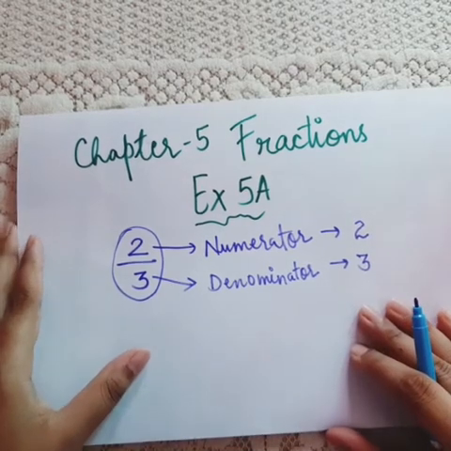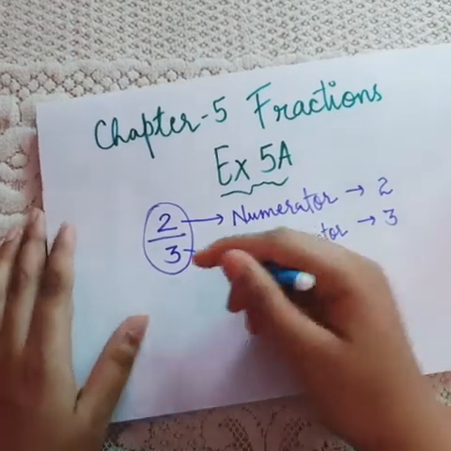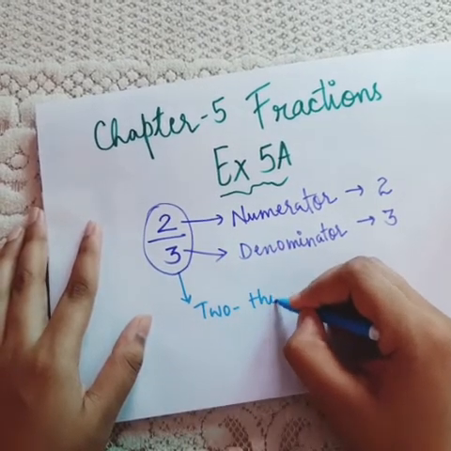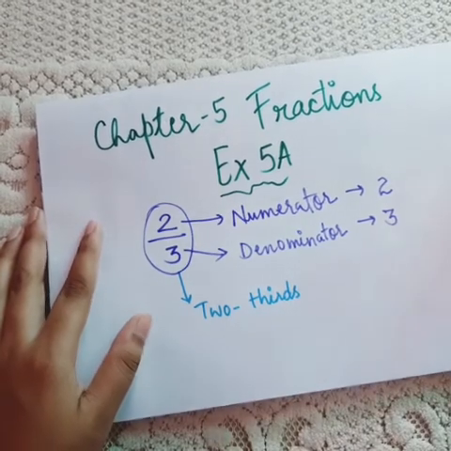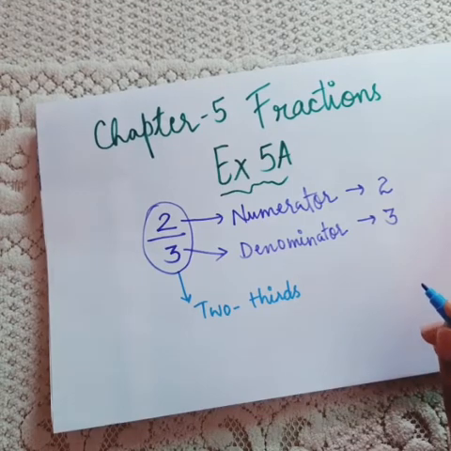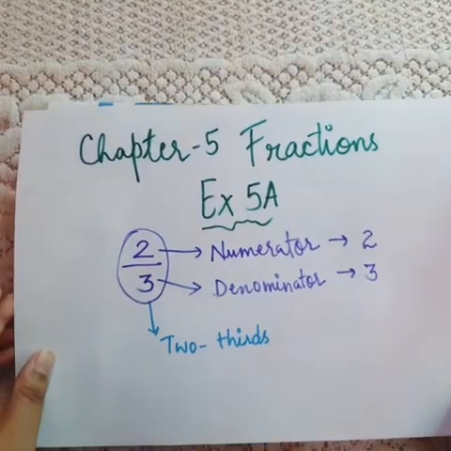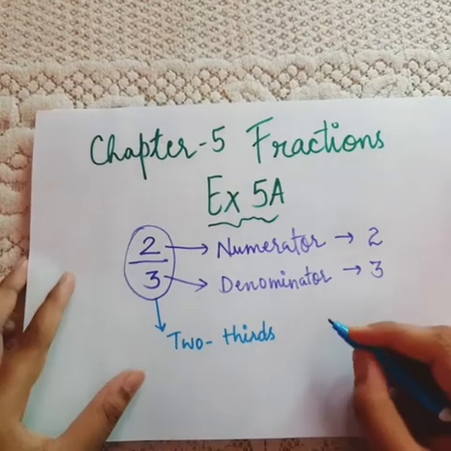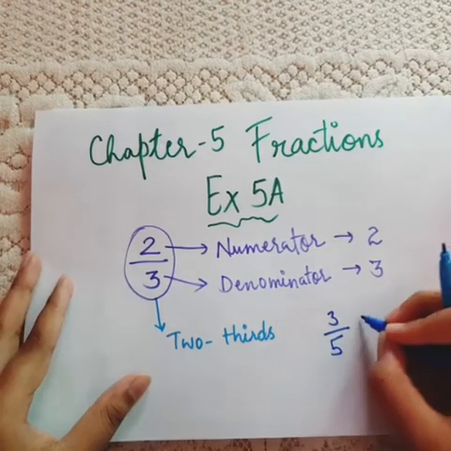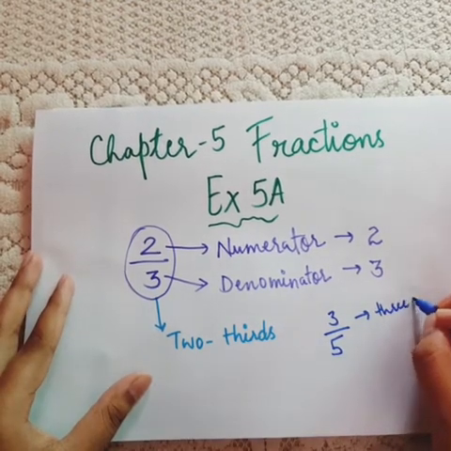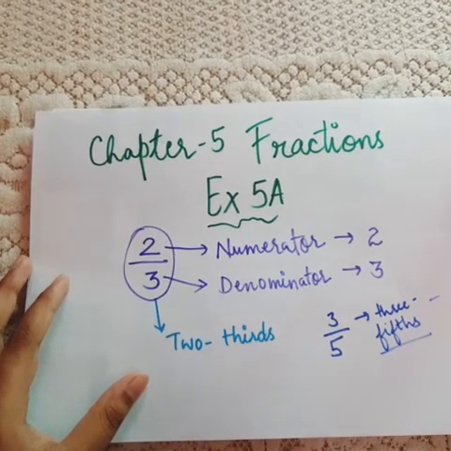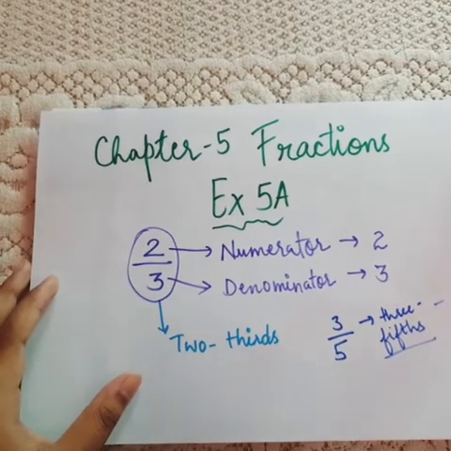So if we want to write 2 by 3 in words, how we will write it? We write it as 2/3. Okay. So we read it as 2 by 3, and when we have to write it in fraction, we write it as 2/3. Similarly, if we have another number like 3 by 5, we write it as 3/5. And similarly, we can write all the numbers.